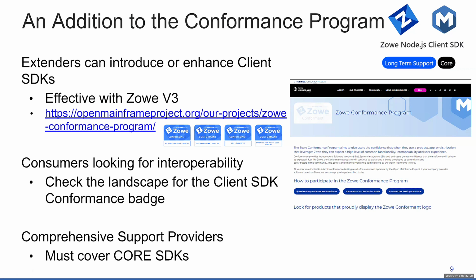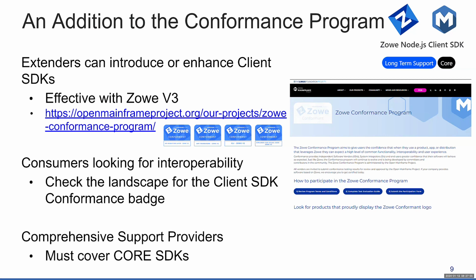In the case of the client SDK, this is essentially being introduced with V3 as a new core component of Zowe, and therefore we are also introducing a conformance program so that extenders could extend the respective client SDKs or perhaps introduce a new language client SDK. The Node.js SDK will become part of core, as I mentioned, but there are others that we hope to add to Zowe core, including Python and Java, for example.